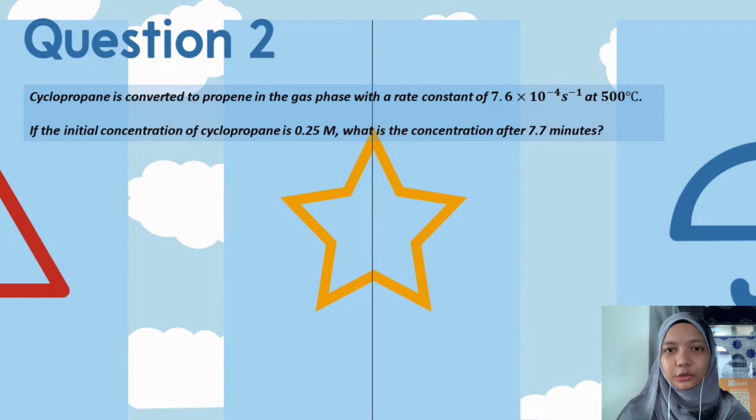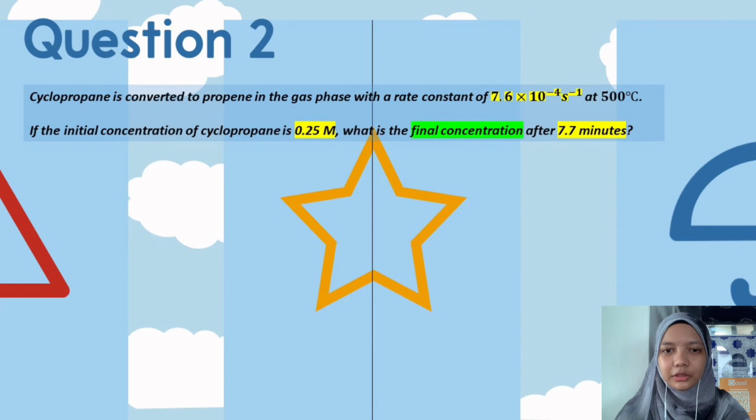Cyclopropane is converted to propene in the gas phase with a rate constant of 7.6 times 10 to the power of negative 4 per second at 500 degrees Celsius. If the initial concentration of cyclopropane is 0.25 molar, what is the concentration after 7.7 minutes?